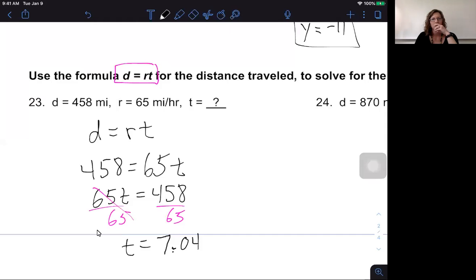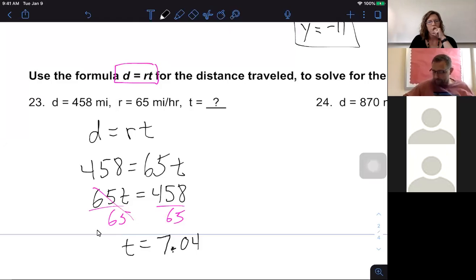Is it in seconds, hours, years, months? Can you see what it is? Hour. Hours. Very good.